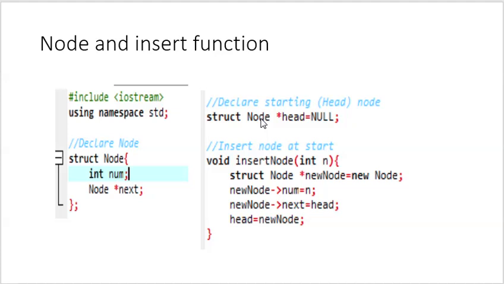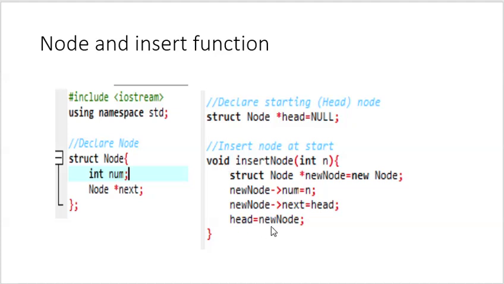As we mentioned in the last code, we were first checking whether the linked list is empty or not. But in this one we have assigned head as null, so the linked list is empty, and we will insert a node at the start.